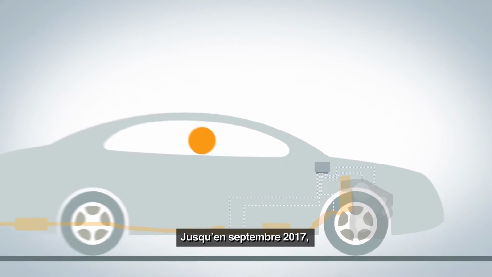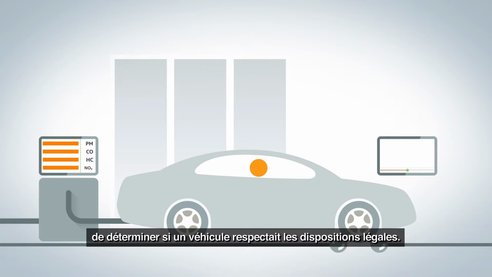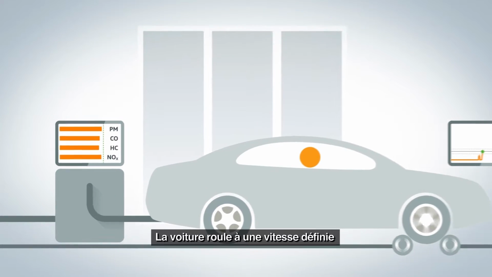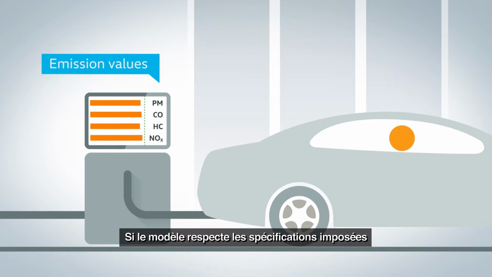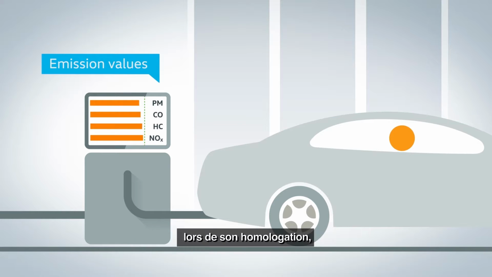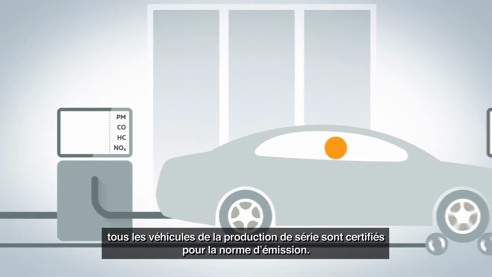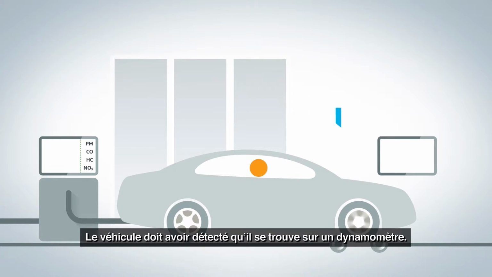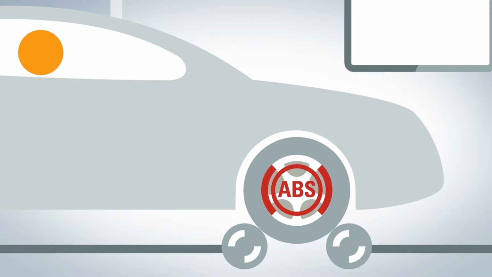Up until September 2017, testing on the test bench was the only way to determine whether a vehicle fulfilled the legal requirements. Here, the vehicle runs with a defined speed curve while the exhaust gas values are being measured. If the model fulfills the required specifications during its type approval, then every vehicle in the series is certified for this emission standard. A vehicle needs to recognize that it stands on the dynamometer, otherwise its ABS would block the drive wheels, for example.